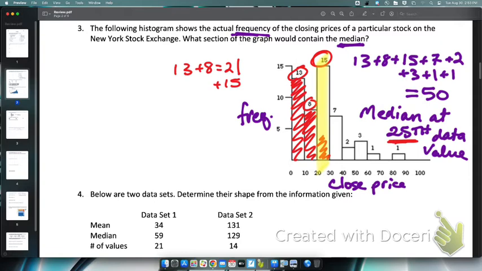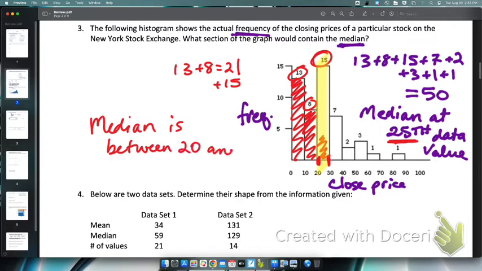Now that bar is something between 20 and 30, but I don't know what the numbers are that are in there. They could all be 21, they could be 21, 25, 27, it could be anything. So I don't know exactly what the median is, but I do know that the median is between 20 and 30.